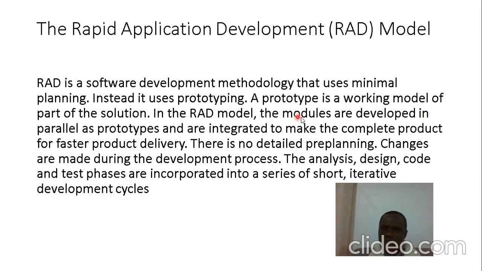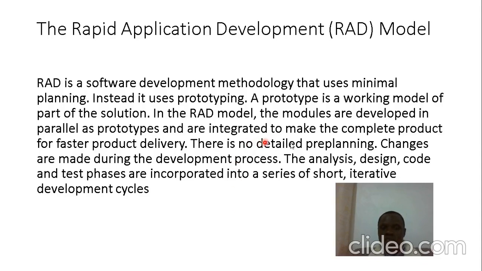Okay, so it says in the RAD model, the modules are developed in parallel as prototypes integrated to make the complete system for faster product delivery. All right, what you're just trying to do is say parallel prototypes, as in you are looking at the whole system and trying to make use of something. It's like you are going to build this house and you make a small house which may not have all the details, but you make on a table a prototype which people can look at and say, yeah, this is the house we want. So it's a smaller part of the whole part, but it's showing you where you are going.